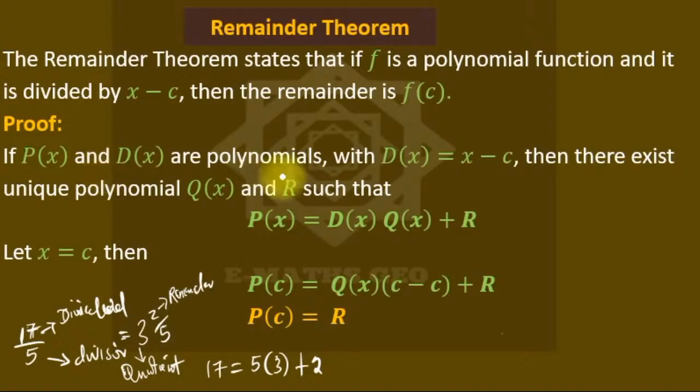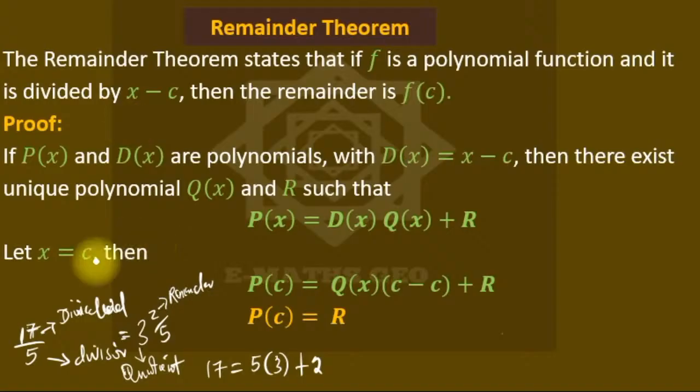So if you have a polynomial, it's always like this. If you are dividing a polynomial by another polynomial, but in this case, the polynomial that is the divisor must be a linear factor, that is a polynomial of degree 1.